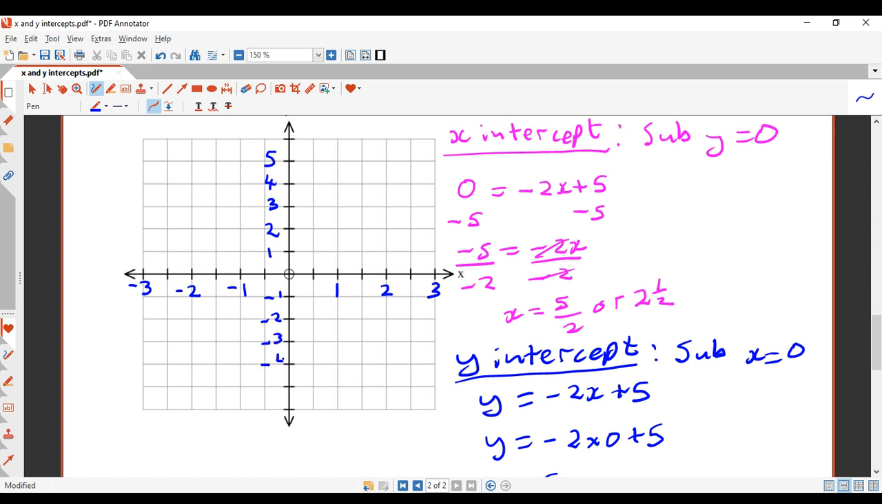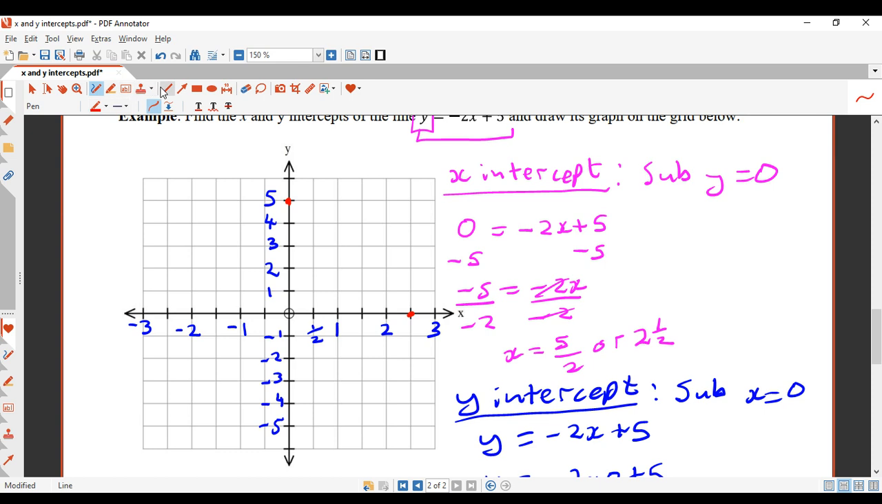So notice I've used a different scale, if you like. Each square on the y-axis is 1 unit, but each square on the x-axis is half a unit. Okay. Now the good thing about that is that allows me to plot 2.5 for my right. I can get the x-intercept perfectly there, 2.5, and then 5 on the y-axis. So now I'm going to get my line.